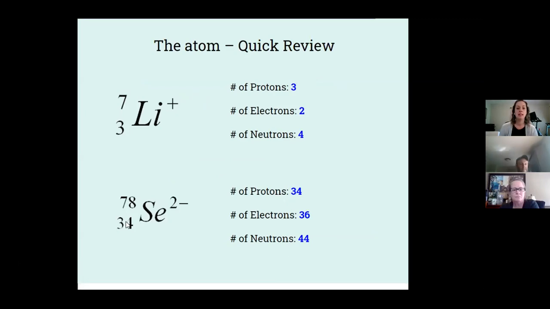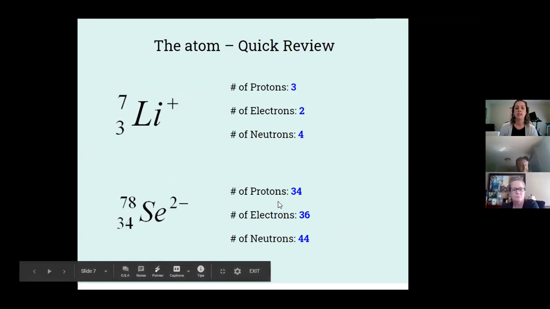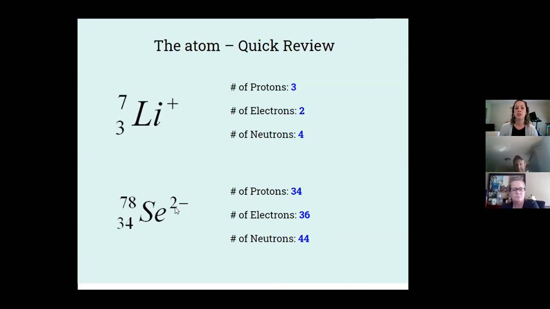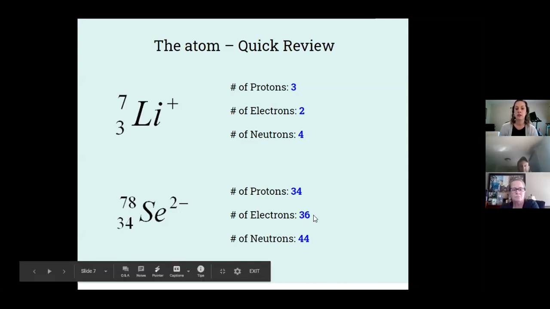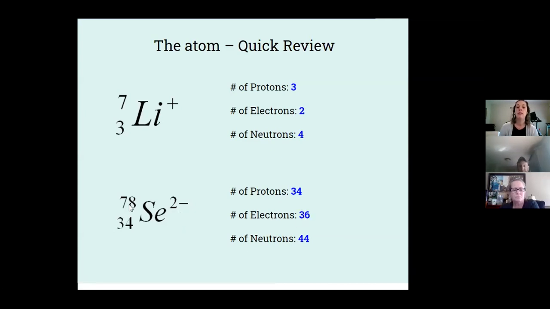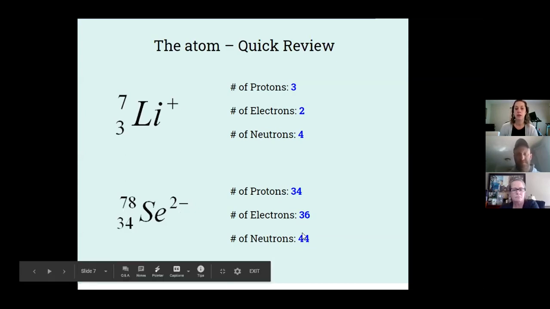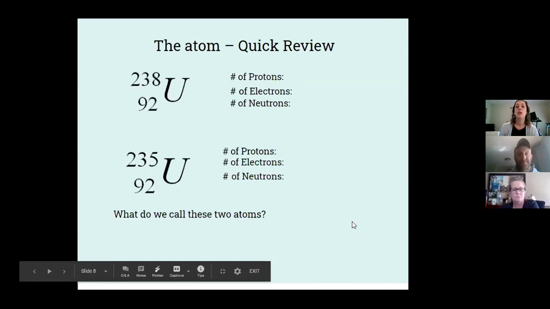Selenium, again, the atomic number at the bottom gives us protons. The 2 minus adjusts the electrons. Now we need 2 additional electrons to get a net negative charge. So now there's 36 electrons, 2 more than the protons. And neutrons is the subtraction problem. 78 minus 34 is 44. You can try these ones as well. Feel free to pause.